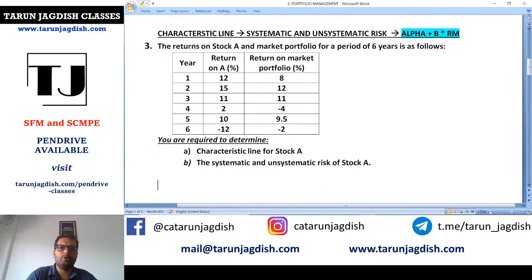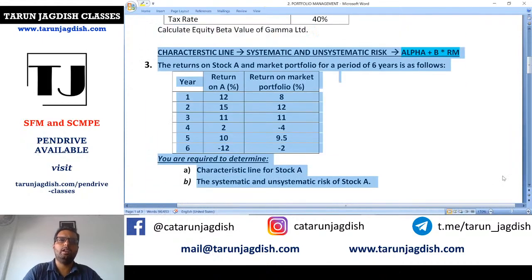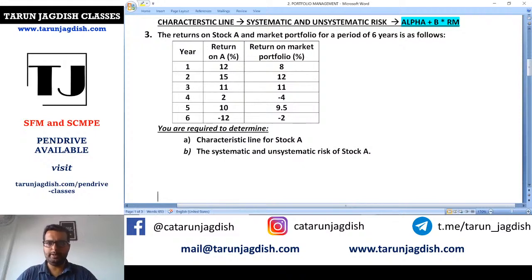Question 2 requires some more concept. Let's do this first, then we will go to the next concept. Alright, I'll give you a minute. Please read through the question, enjoy the beauty of the question, then we will do it together.